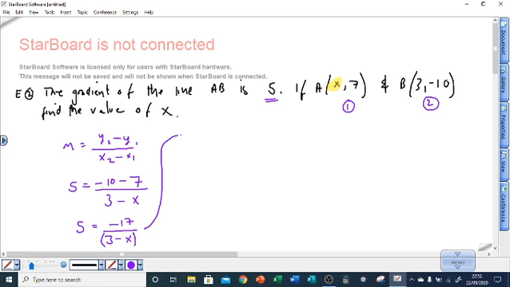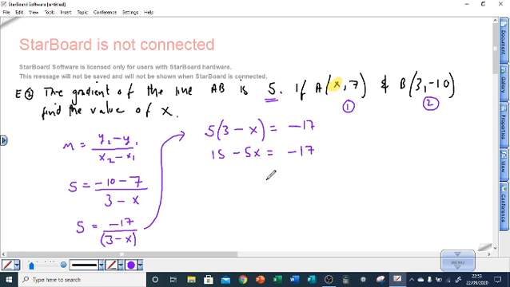So all that happens is that this comes up. I would write it underneath, but I can't fit it on, so I'm going to do it there. I end up with 5 multiplied by the 3 minus x, and that is equal to minus 17. Expand this out. 5 times 3 is 15. 5 times minus x is minus 5x, is equal to minus 17.